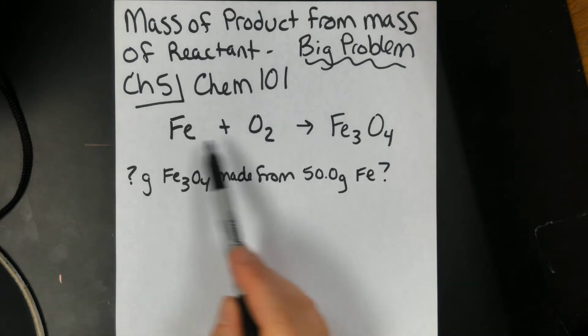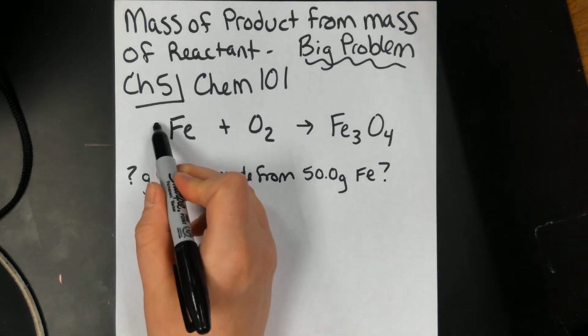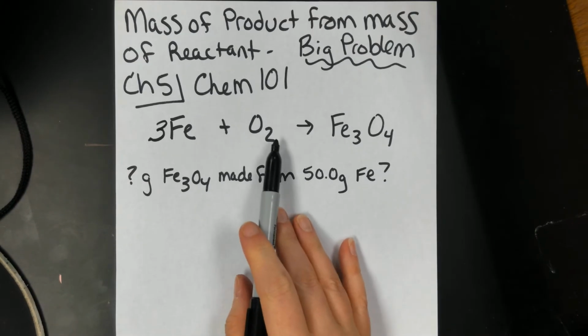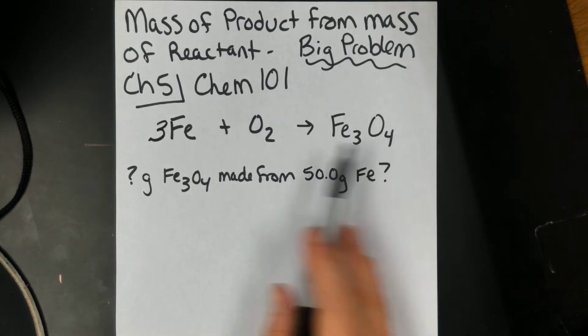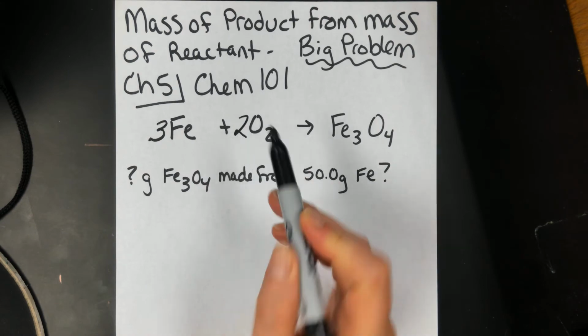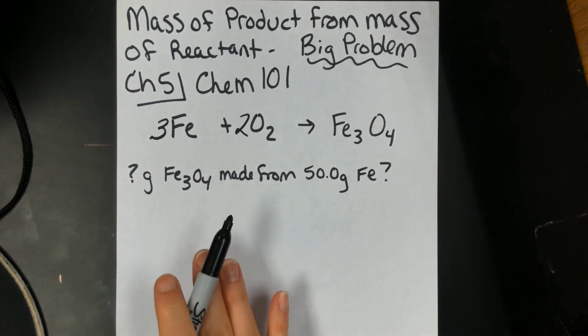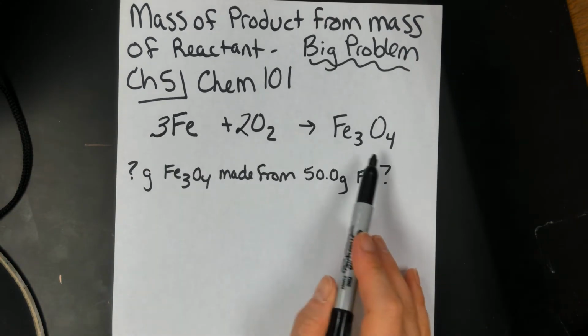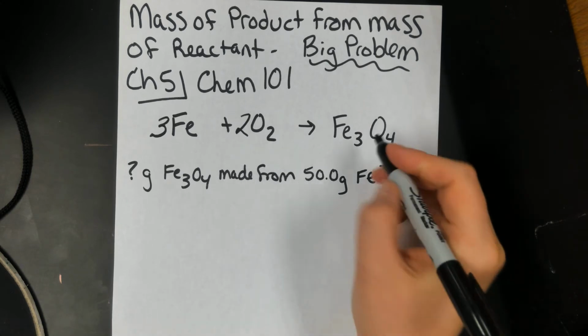So first off, we're going to balance this bad boy. Looks like there's a 3 on the Fe here, so we could put a 3 here. And then there's 2 oxygens here, and there's 4 here, so we just need to put a 2 here. So we're balanced, and then you guys know me, I like to put the numbers down here.